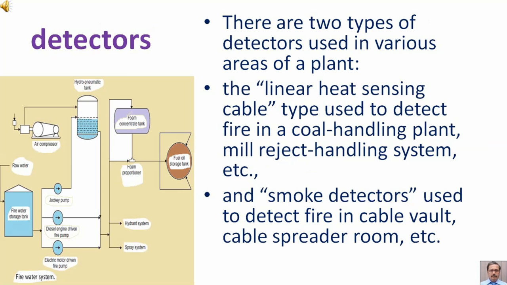Detectors. There are two types of detectors used in various areas of a plant. The linear heat sensing cable type used to detect fire in a coal handling plant, mill reject handling system, etc. And smoke detectors used to detect fire in cable vault, cable spreader room, etc.